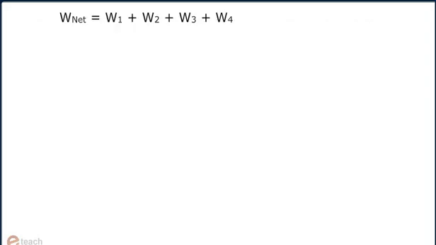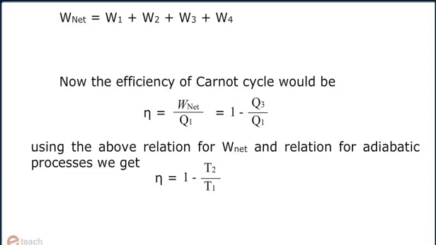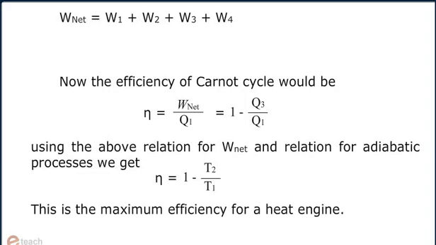W net equals W1 plus W2 minus W3 minus W4. W net equals nRT1 ln of V2 by V1 minus nRT2 ln of V4 by V3. Now the efficiency of the Carnot cycle would be eta equals W net by Q1 equals 1 minus Q3 by Q1. Using the above relation for W net and the relation for adiabatic process, we get eta equals 1 minus T2 by T1. This is the maximum efficiency for a heat engine.